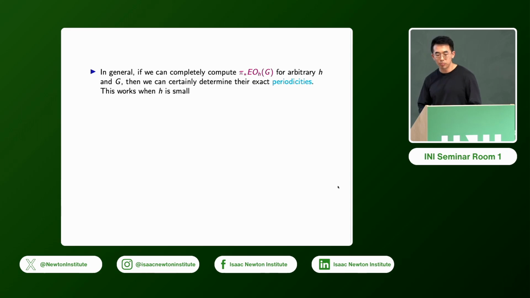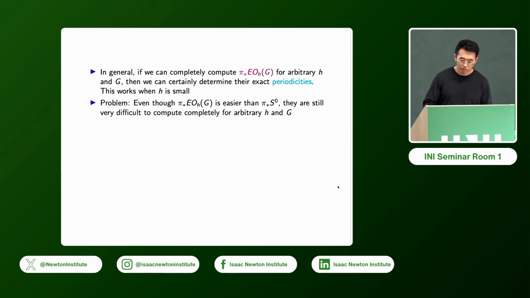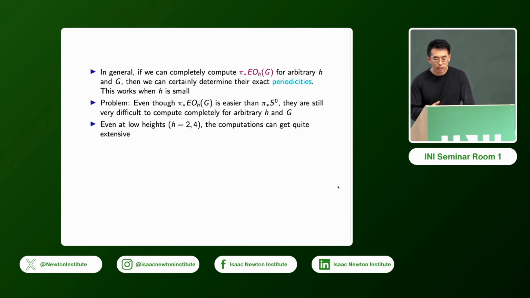And that's exactly what I want to say next. In general, if we can completely compute the coefficients of the EO theories for arbitrary H and G, then we can certainly determine their exact periodicities. I just do the complete computation and be like, there it is. That's a permanent cycle. That's a periodicity. We're done. And this works when my height is small, when I can do explicit computations. But the problem is that even though these EO theories are easier to compute than the stable homotopy groups of spheres, they're all periodic, but they're still very difficult to compute for arbitrary height and group, especially when they get large. So even at low heights, at the prime 2, when my height is 2 and 4, the computations can get quite extensive to compute completely.